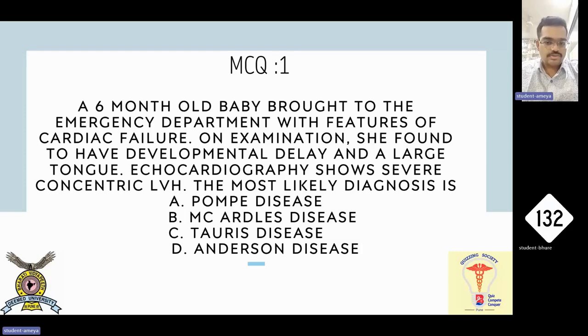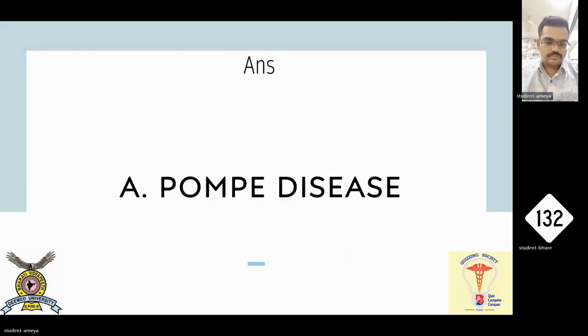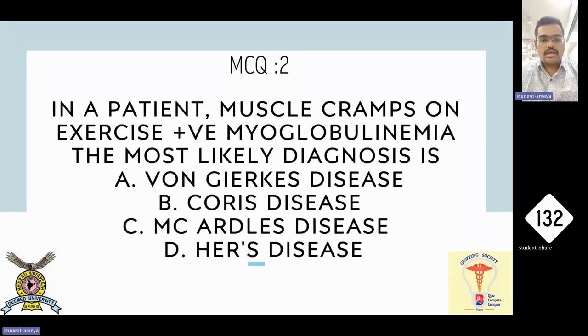Moving on to the next MCQ. The most likely diagnosis is A. Von Gierke's disease, B. Corey's disease, C. McArdle's disease, D. Her's disease. Muscle cramps on exercise and myoglobinuria are the keywords. Sorry, it's not myoglobinemia, typing error from my side. I apologize, it's myoglobinuria. These are the 2 keywords.